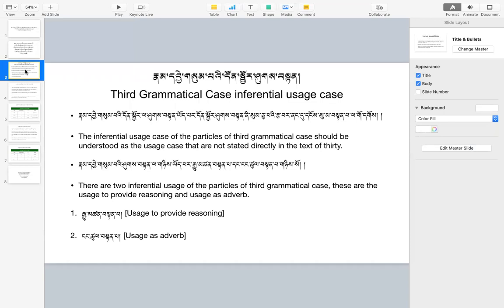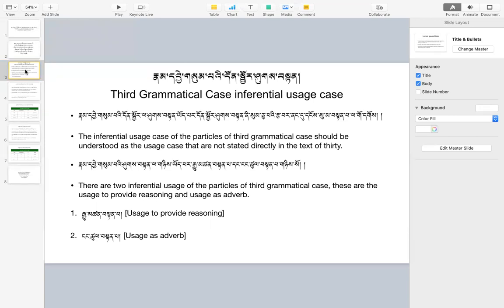When we talk about usage case, we are teaching or learning how a particular particle is used, and how a certain particle should be interpreted. So this actually tells us the rules that pertain to the practical, day-to-day use of these particles. And so by this, we understand what type of particles we're dealing with, or what type of statement we're dealing with when we're dealing with a certain type of particle. So the usage case, the inferential usage case of the particles of third grammatical case.